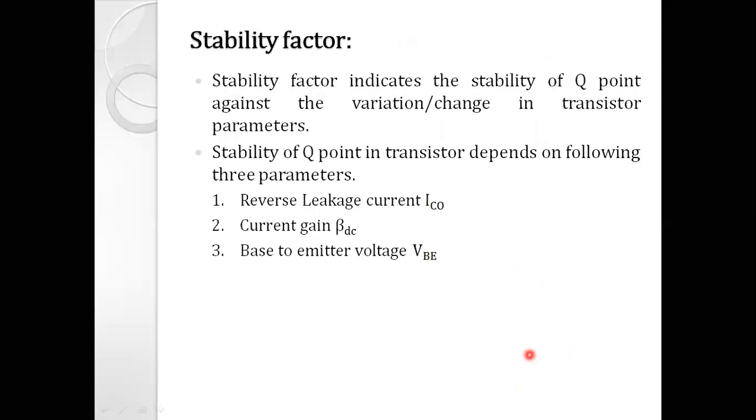Stability factor indicates the stability of the operating point against the variation in the transistor parameters, right? Stability factor gives us an idea about how stable that circuit or electronic component is. Stability of the operating point in a transistor depends on the following three parameters. The first is the reverse leakage current, that is ICO. Second is the current gain, beta DC, and the third is the base-emitter voltage, VBE. So with reference to all these three parameters, let us define the stability factor.